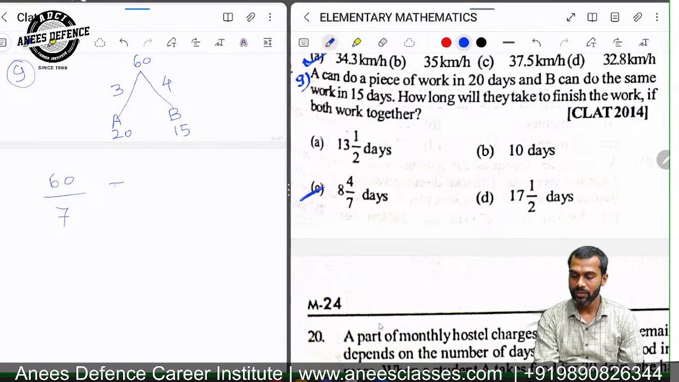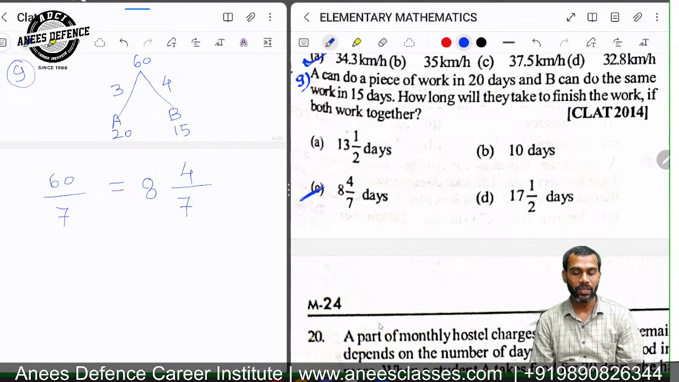Purva, have you understood? 7 8s are 56. Yes. Remainder is 4. This is a mixed fraction. Yes or no? So the answer is, so this was the easiest one. I hope it is clear.